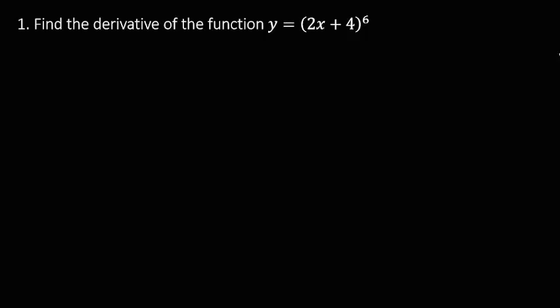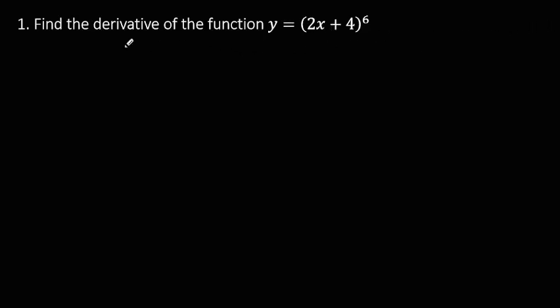In this lesson, we're going to talk about the chain rule, a method used when differentiating composite functions. What is a composite function? A composite function is a function that has another function inside itself. A good example is what you can see here. Y is the main function, but inside the y function, there is another function, 2x plus 4.